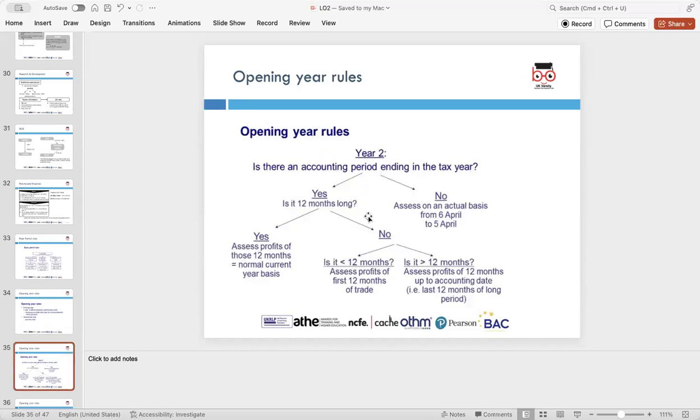This flow chart helps navigate through different scenarios based on the business's activities and changes in its operations. By understanding these opening year rules, businesses can ensure they are accurately reporting their profits to tax authorities and complying with tax regulations from the very beginning of their journey. So it is essential for new businesses to grasp these rules to manage their tax responsibilities effectively.